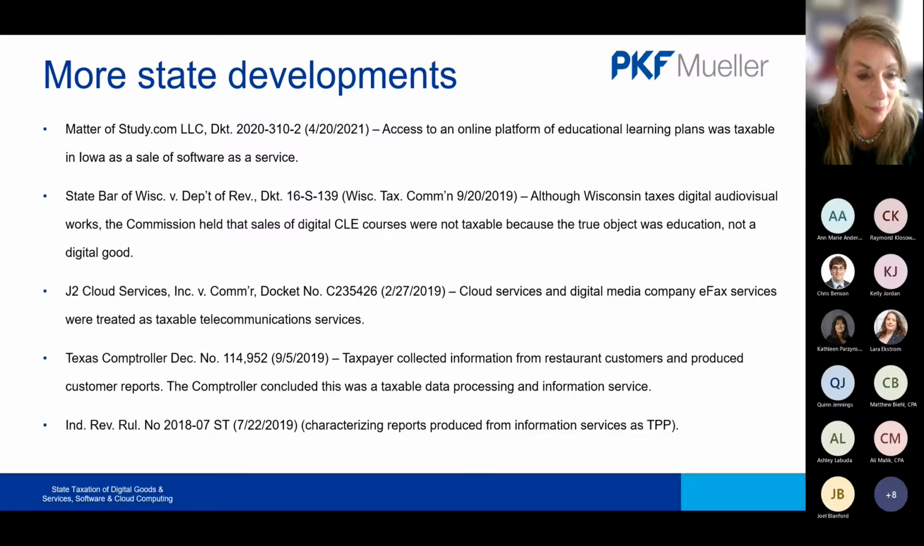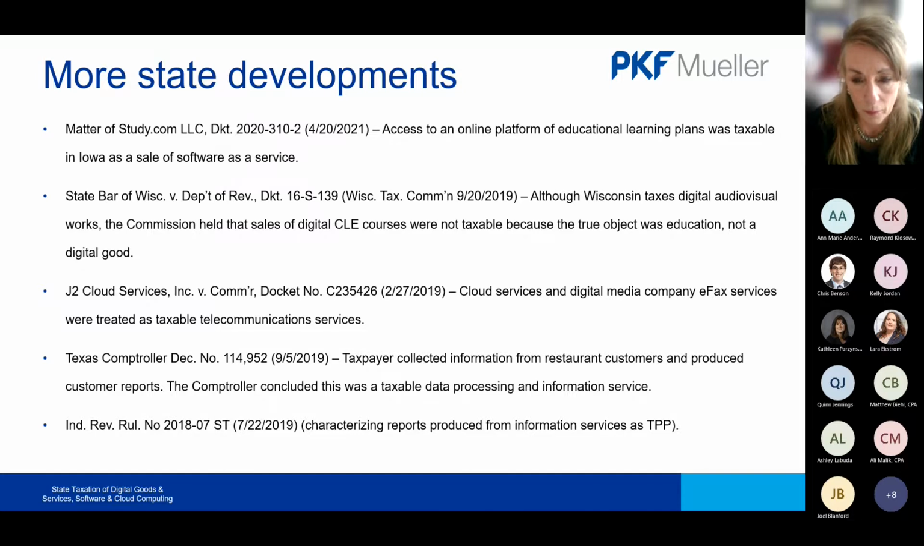Although Wisconsin is taxing audio visual works, the commission has held that sales of digital CLE courses are not taxable. So again, those are those educational courses. Those are deemed not taxable because they're educational. I would assume that goes the same thing for CPE. So there, anything educationally based isn't taxable.